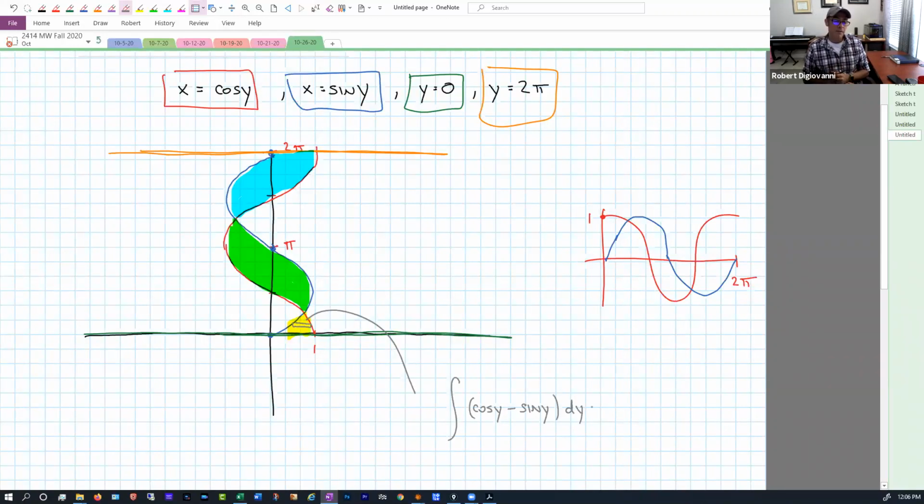And now I need my limits of integration. I know I start at 0 because that's where the bottom of that region is, but I need to figure out where I hit. So I need to know where the red and the blue intersect.